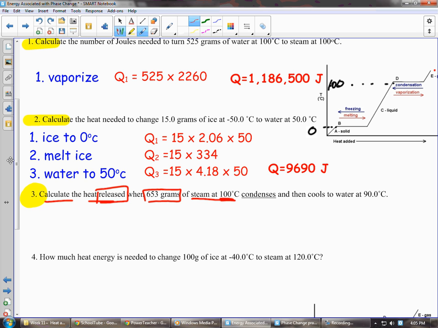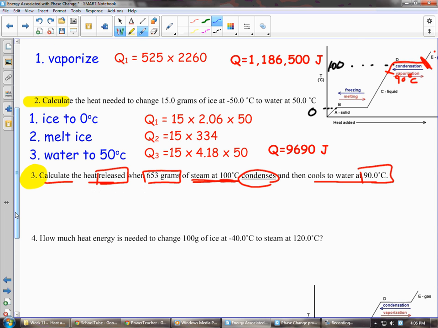So we are asked for our steam at 100 degrees Celsius right here to condense and then cool to water at 90 degrees. So we're going to go here and stop about there at 90 degrees Celsius. Okay. So first, I like to write out my words as to what I'm going to do. The first thing we have to do is a phase change. 1, you're going to condense. And then number 2, you're going to cool.